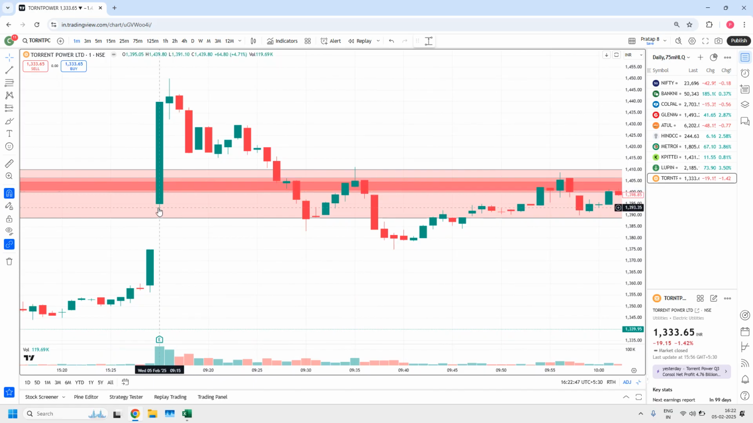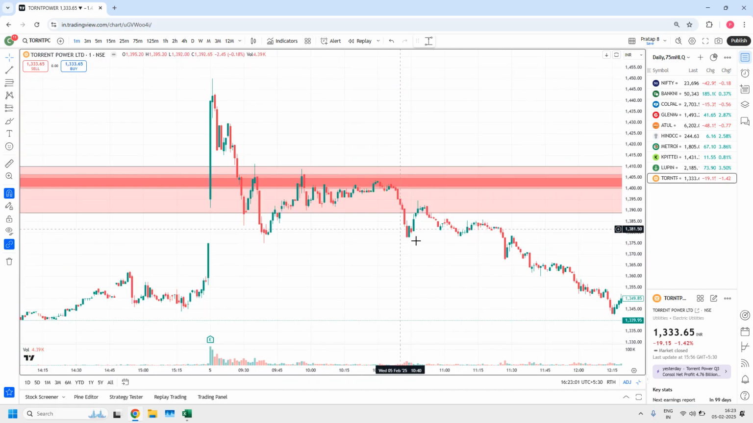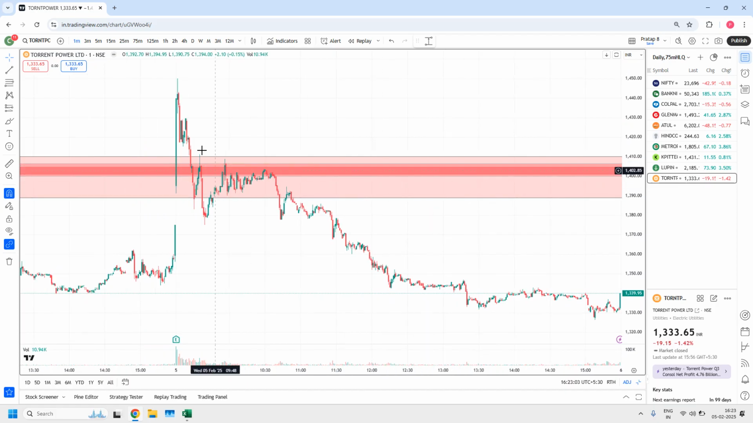See, this is the morning 9:15 1 minute candle. It opened here and sharply moved up. After that, prices were again coming down from here further. But by this time, already this zone is gone.